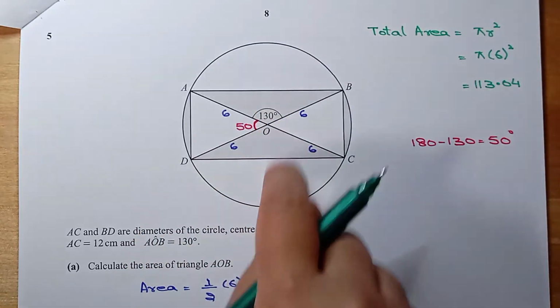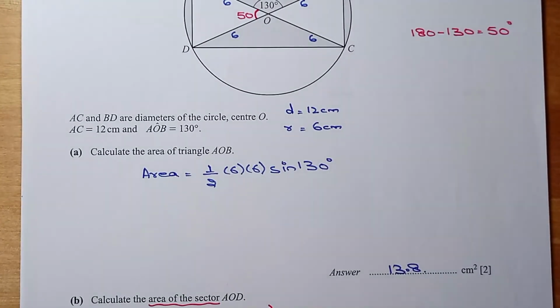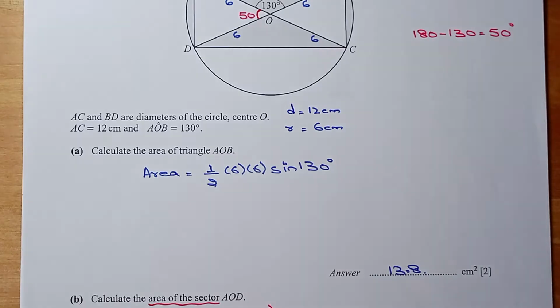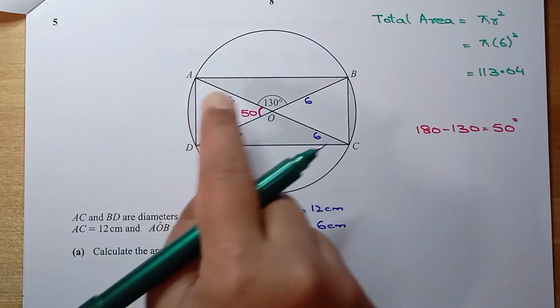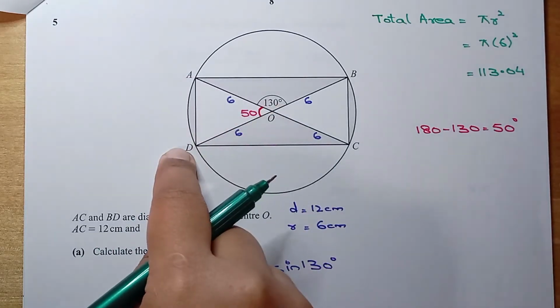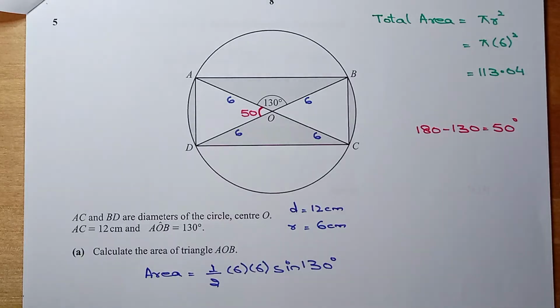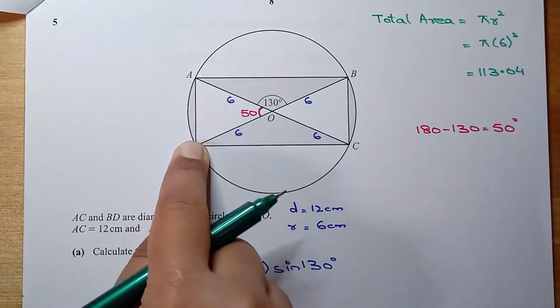So for the shaded, we have these two triangles, and from the first part, we know that the area is 13.8. So we can add 13.8 twice. Okay, and this portion is shaded. So we got the area of sector AOD in the B part. From that area of a sector, we can subtract this area of a triangle, and we can get this shaded area.